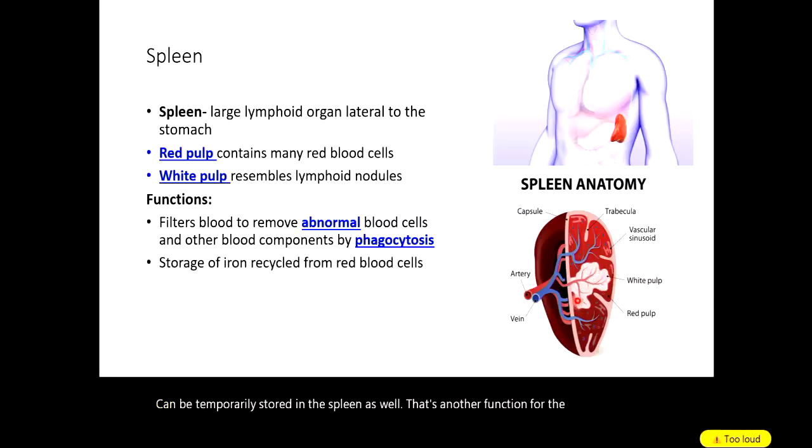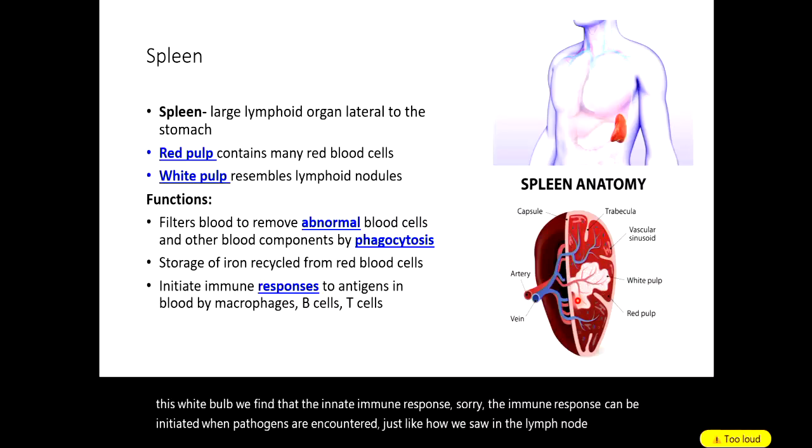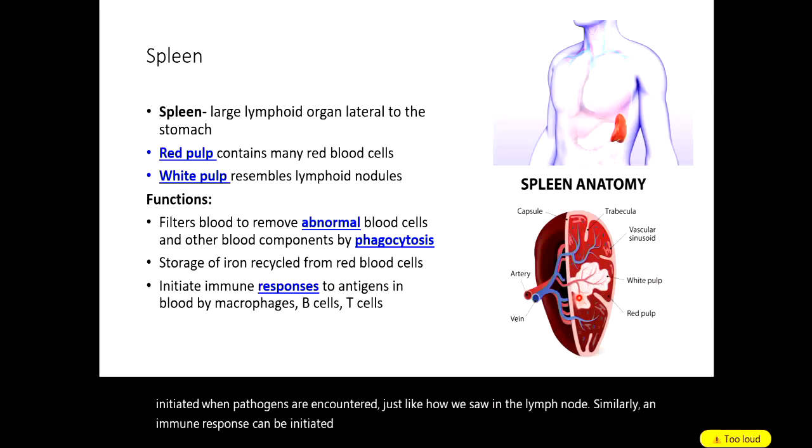And in this white pulp we find that the immune response can be initiated when pathogens are encountered. Just like how we saw in the lymph node, similarly, an immune response can be initiated when pathogens are encountered and the various lymphocytes can be activated.